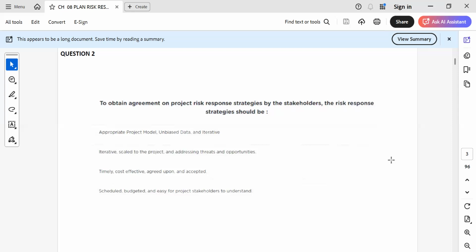Timely, cost-effective, agreed upon, and accepted. These are the success factors of plan risk response. Then scheduled, budgeted, easy for project stakeholders to understand. I think budget and schedule are set when we are developing the risk management plan. And easy for project stakeholders to understand is not a success factor when developing the response. It is not necessary that they are easy to understand, but it is necessary that they should be timely, cost-effective, agreed by the stakeholders, and accepted. Clear? Yeah.